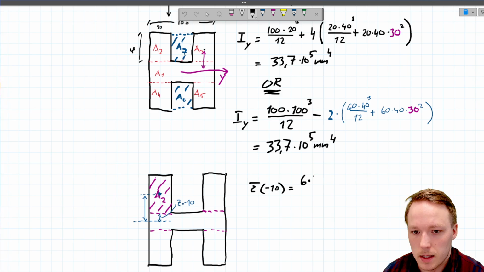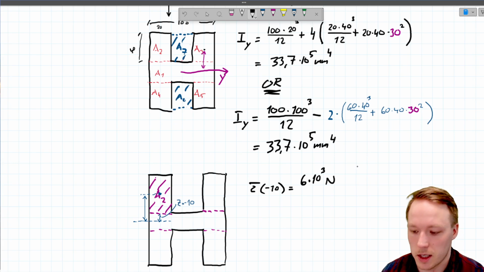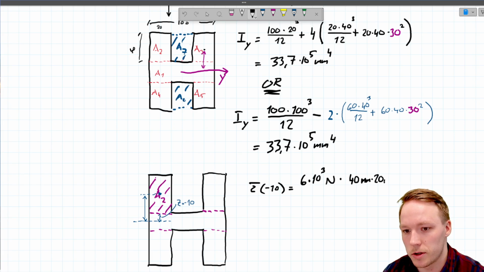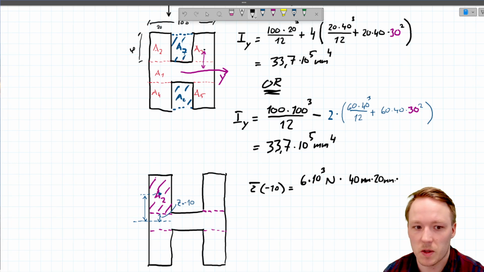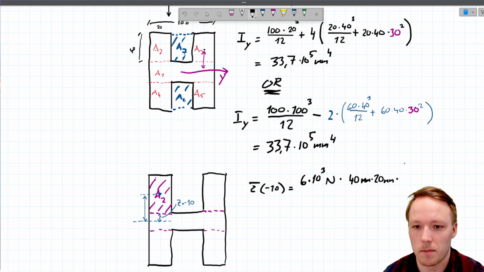6 times 10 to the power 3 newtons. This was the internal shear that we just calculated earlier in this task, multiplied by the SZ value, which is the shearing area, which is 40 millimeters by 20 millimeters, multiplied by the distance from the neutral axis to the neutral axis of the shearing area, which in this case is 30 millimeters.